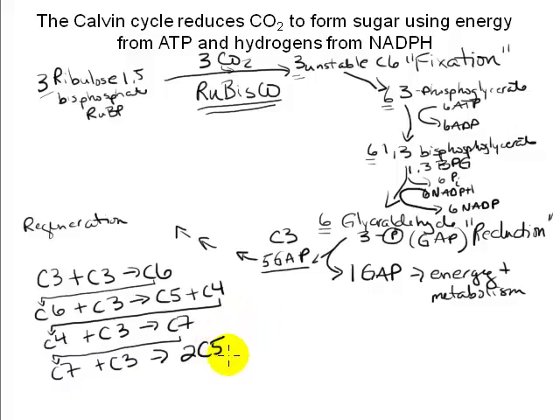So did we use all 5 of our C3 GAPs? 1, 2, 3, 4, 5. And how many C5 compounds were produced? 1, 2, 3. Okay, so the C5 compound we initially get from these reactions is ribulose 5-phosphate, which is very close to what we're trying to regenerate. We just need to add phosphate.